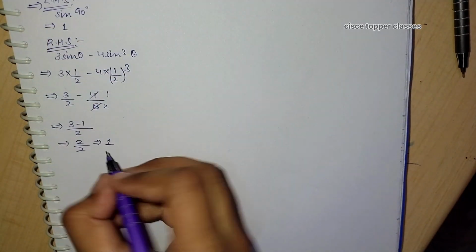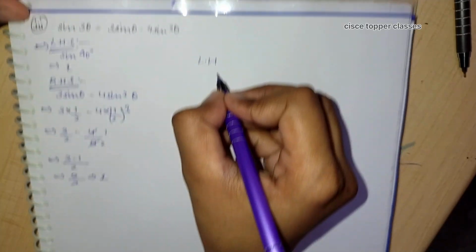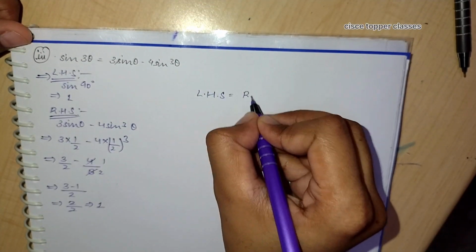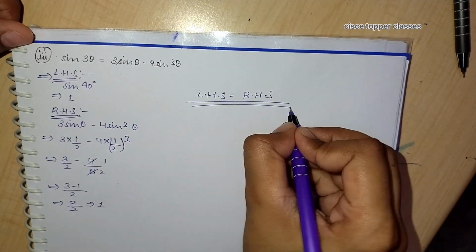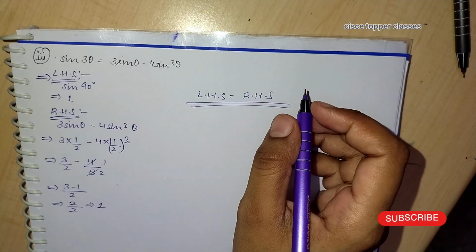From there we proved here that LHS is 1, RHS is also 1. So LHS is equal to RHS here. Hence proved. This is all we have to verify in this third part.